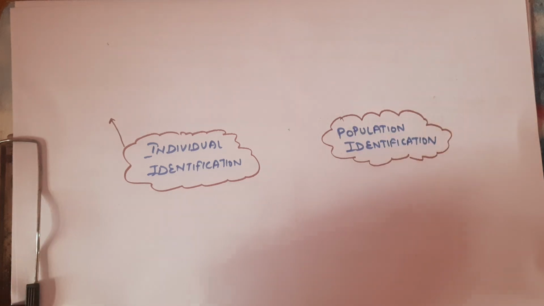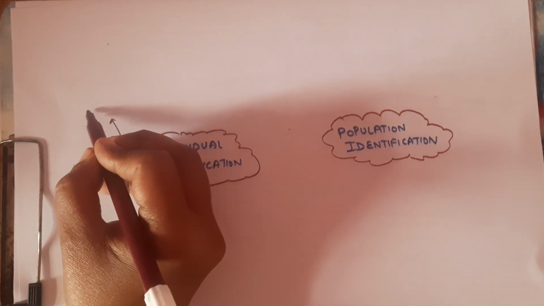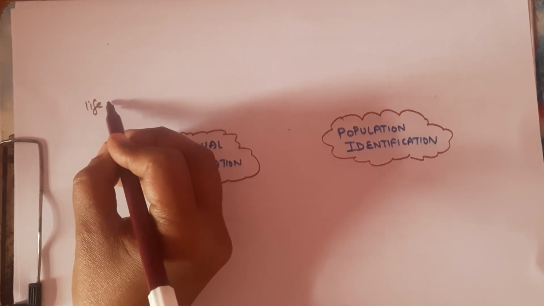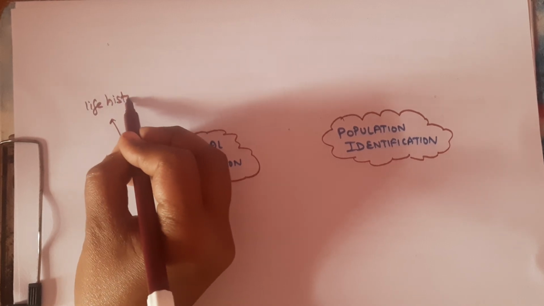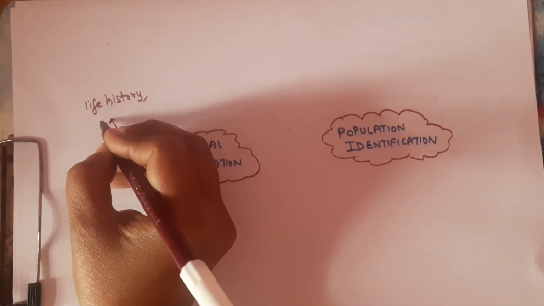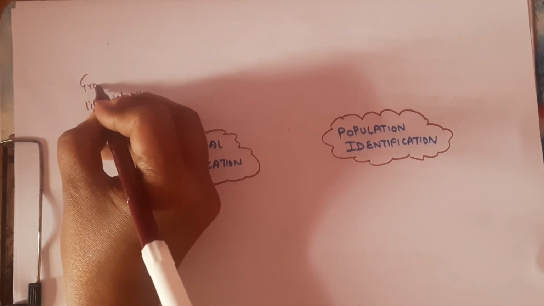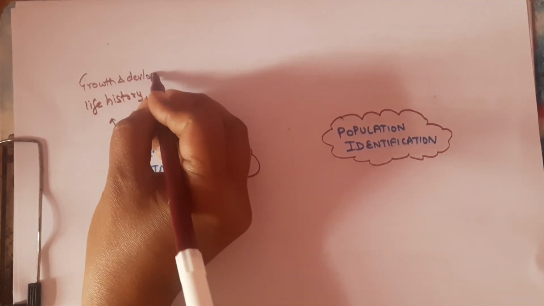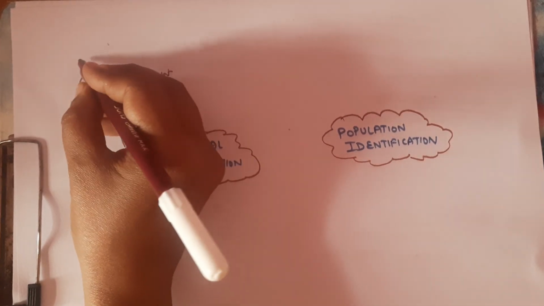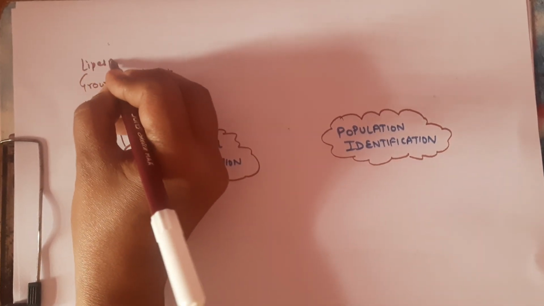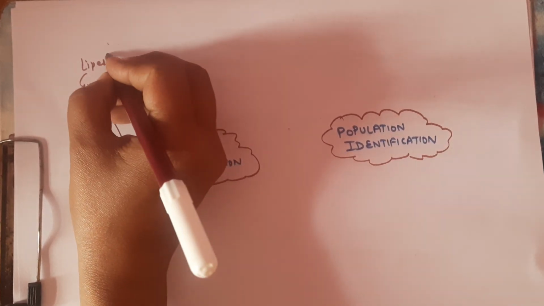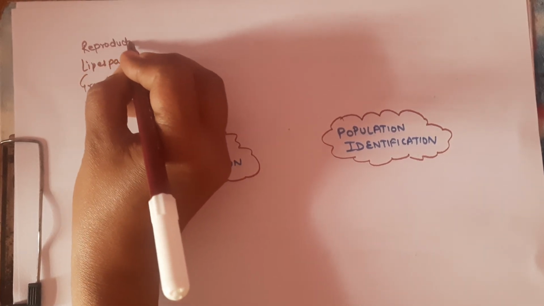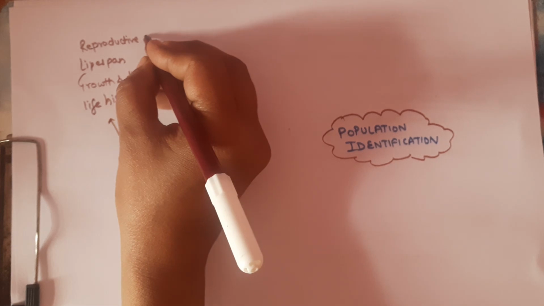So individual identification will allow us to keep track of the life history, growth and development, lifespan, and the reproductive success of that particular individual.